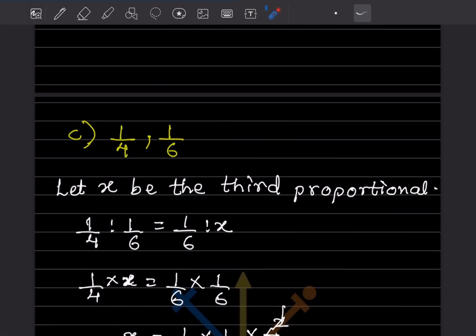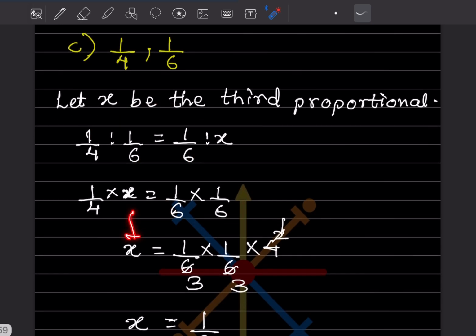Now here again, what we can see, 1 by 6 will repeat here. So this is the third proportional. Product of extremes is 1 by 4 into X. Product of means is 1 by 6 into 1 by 6. So X is going to be 1 by 6 into 1 by 6, and this 1 by 4 is going to go on the other side, means it will get flipped over. So that is going to be 4 by 1. We don't write 1, so we can just write 4.